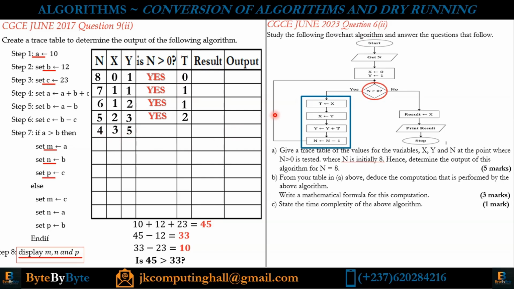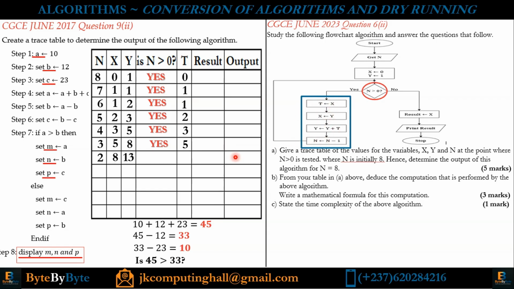Perform the condition again. Yes. We repeat. What do we get? t takes x, 3, x takes y, which is 5, and y takes y plus t, which is 8, and n decrements. We repeat the process again. Yes, t takes x, which is 5, x takes y, which is 8, and y takes y plus t, which is 13, and n decrements.